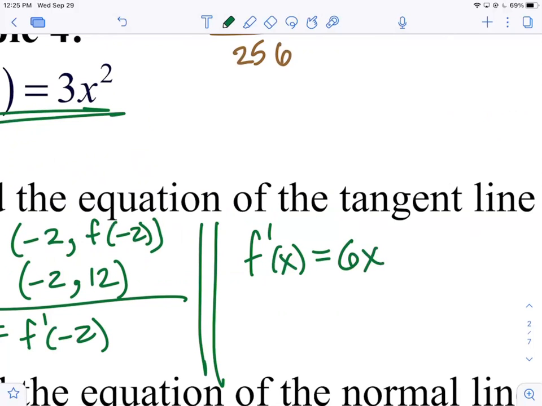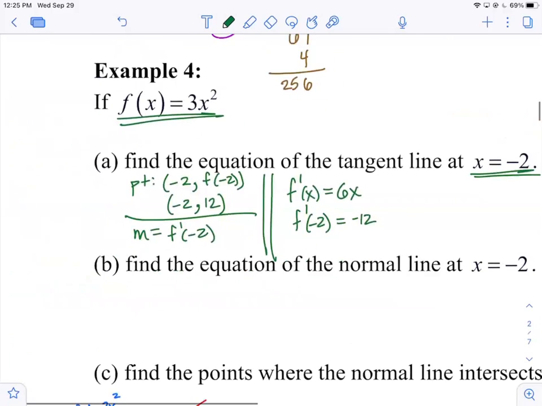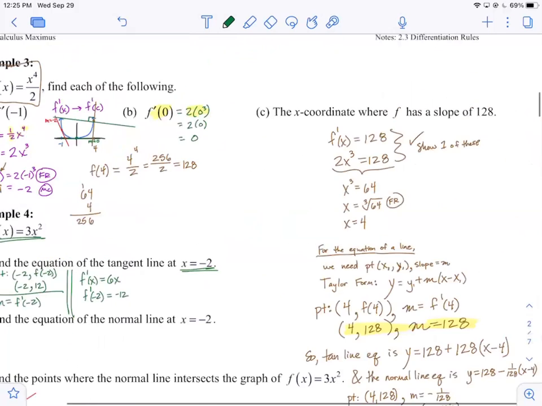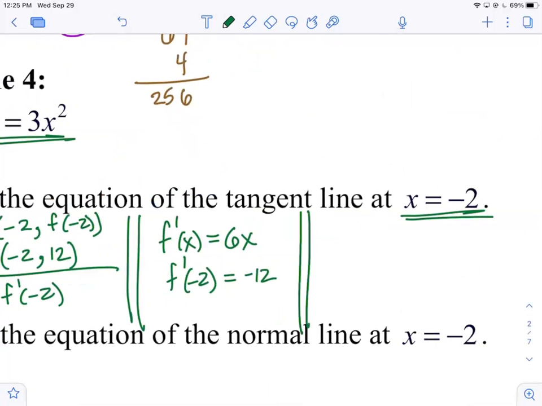Oh, that's nice. And now f prime of -2. You plug it in on both sides, and you get -12. All right, cool. So there's your slope. Is that a reasonable slope for the green guy here? Yeah, it's decreasing.